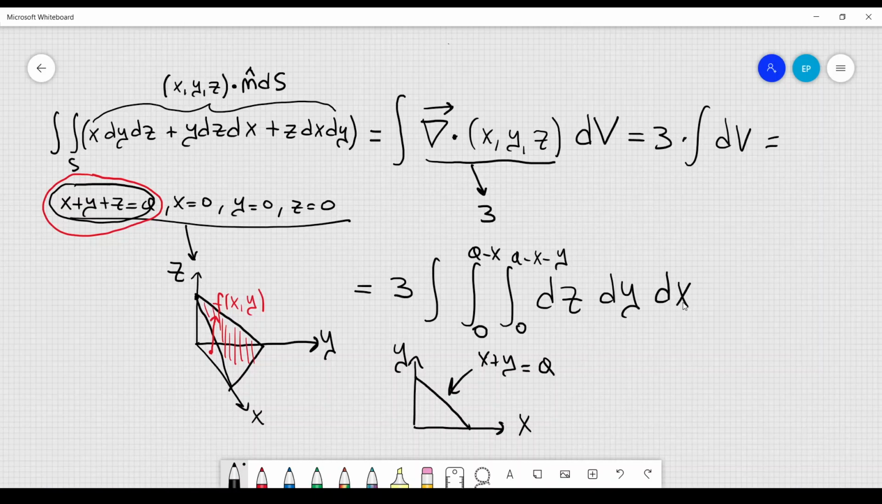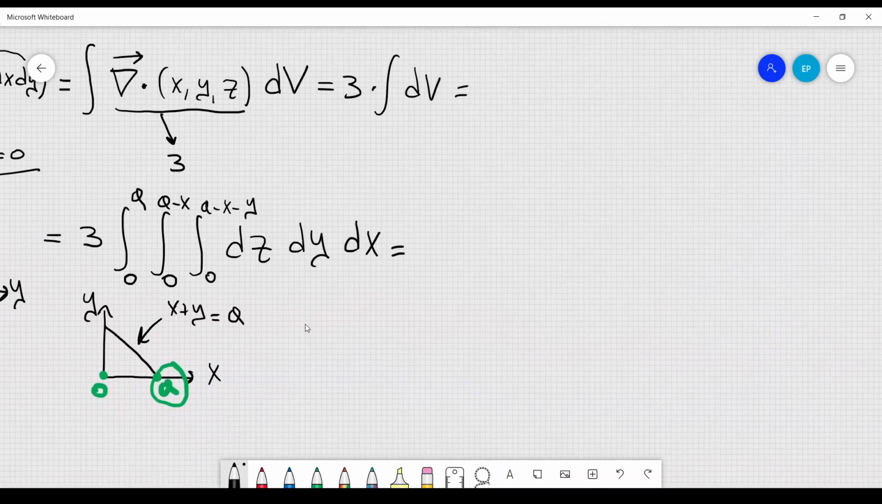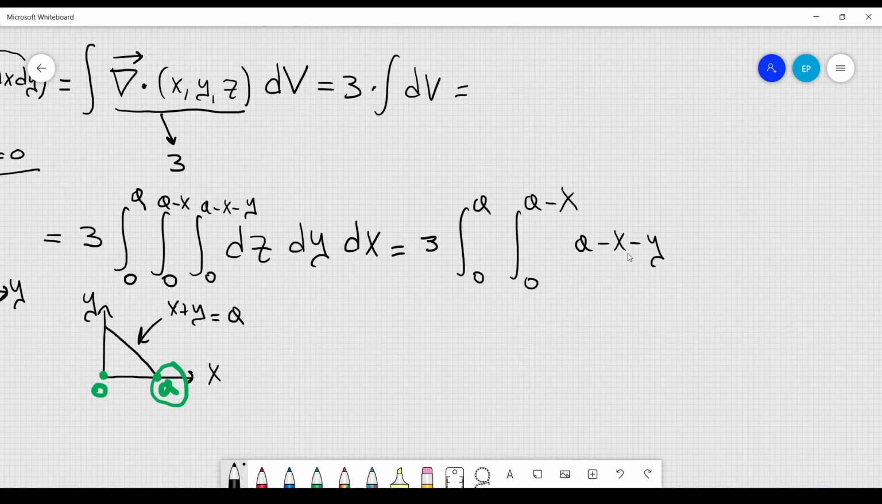And then I have to integrate over x, but this is a simple integral. I have to integrate from 0 to a because the variable x will range from this point to this point here, which is a, right? This is the maximum value that the variable x can take. And now this is a simple integral that I can perform. So I have 3 times the integral from 0 to a, integral from 0 to a minus x of a minus x minus y, dy dx.